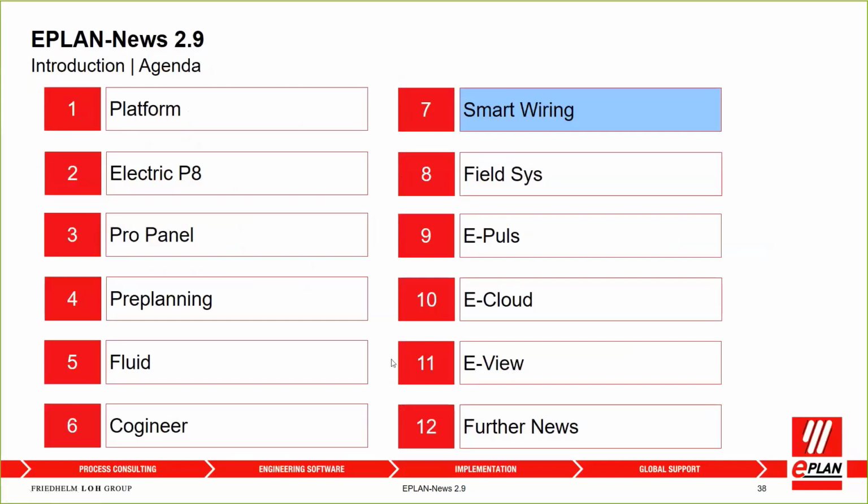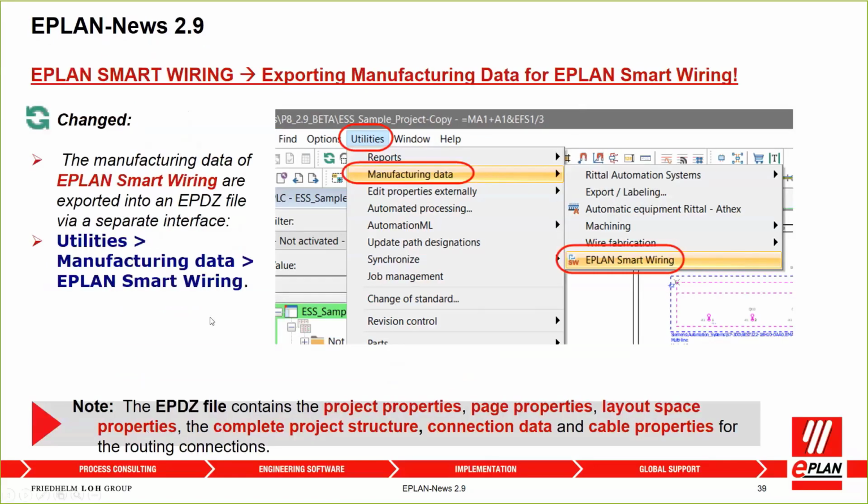So smart wiring also has some slight changes. The manufacturing data for smart wiring has now been changed. It's now located in Utilities, Manufacturing Data, and EPLAN Smart Wiring. The new file format now contains additional properties, and this is because you'll get more information in the smart wiring application itself.